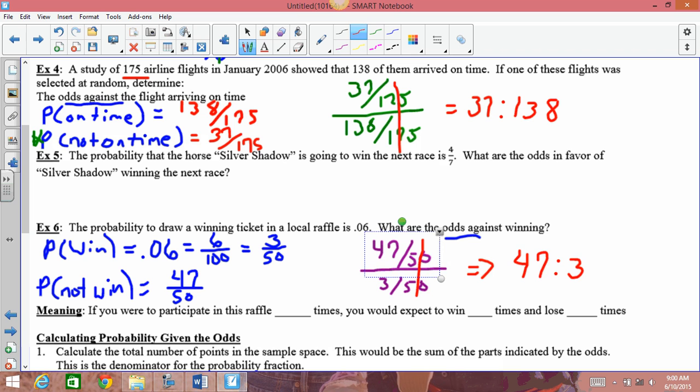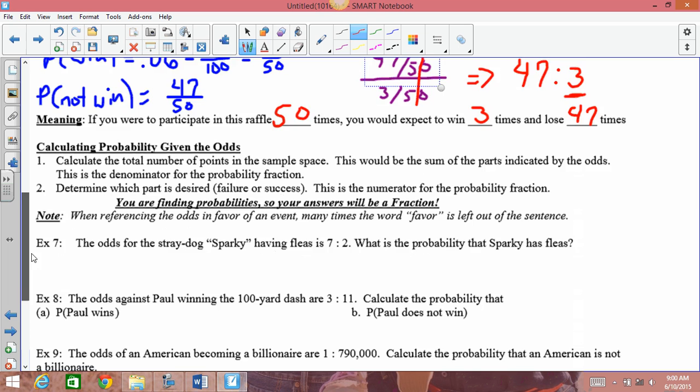Okay. So what that means then is if I were to participate in this raffle a certain number of times, you get that from adding these two together, 50 times, I would expect to win 3 times, the win is your success, that's your last number in this case, and lose 47 times. Okay. I encourage you to go back and now look at example 5 before we move on to the next piece.